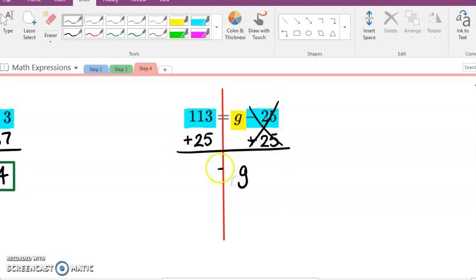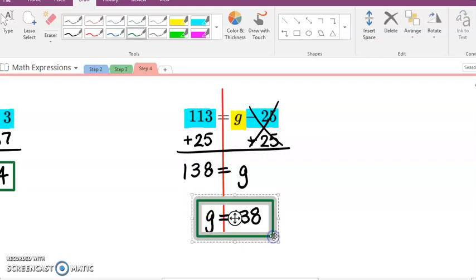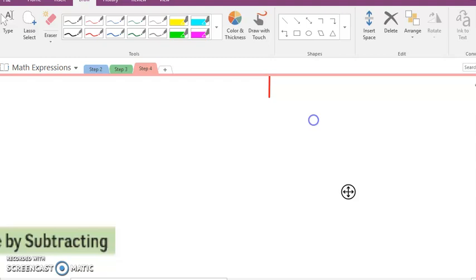I'm left with just G, and that's going to equal 138. Often people don't like the variable to be left on the right side of the equation. That's fine. You're allowed to switch them. You could put G equals 138 if you prefer. It means the same thing. Both answers are acceptable. Both answers are correct.